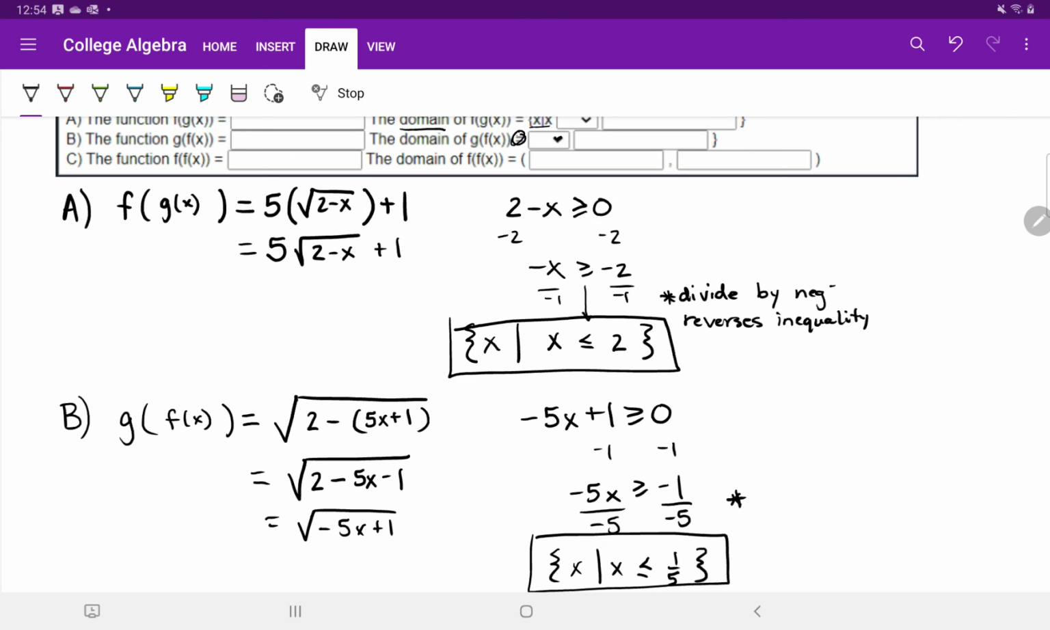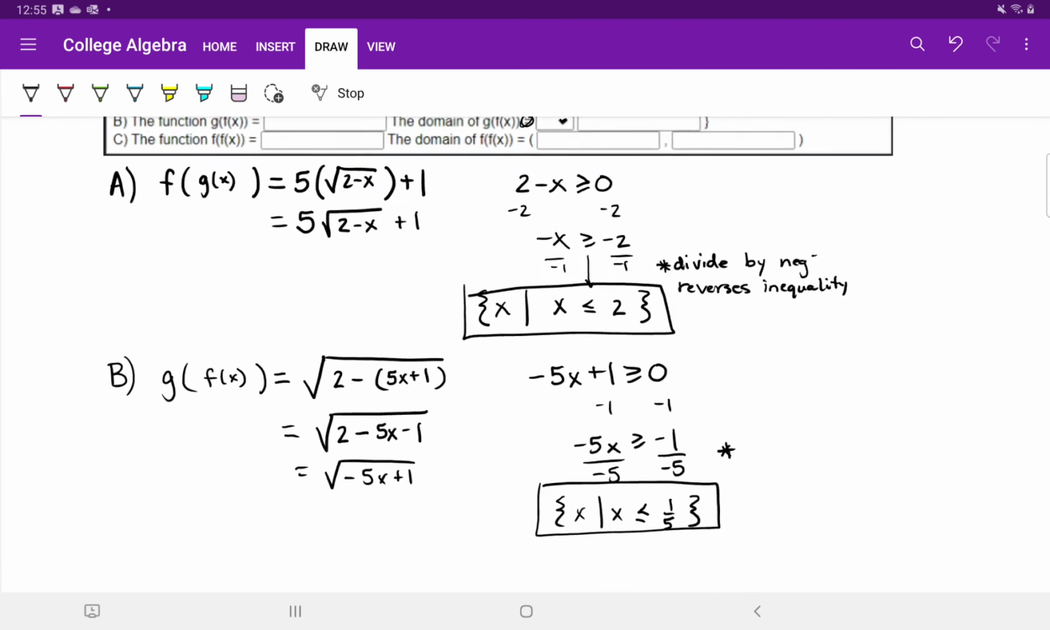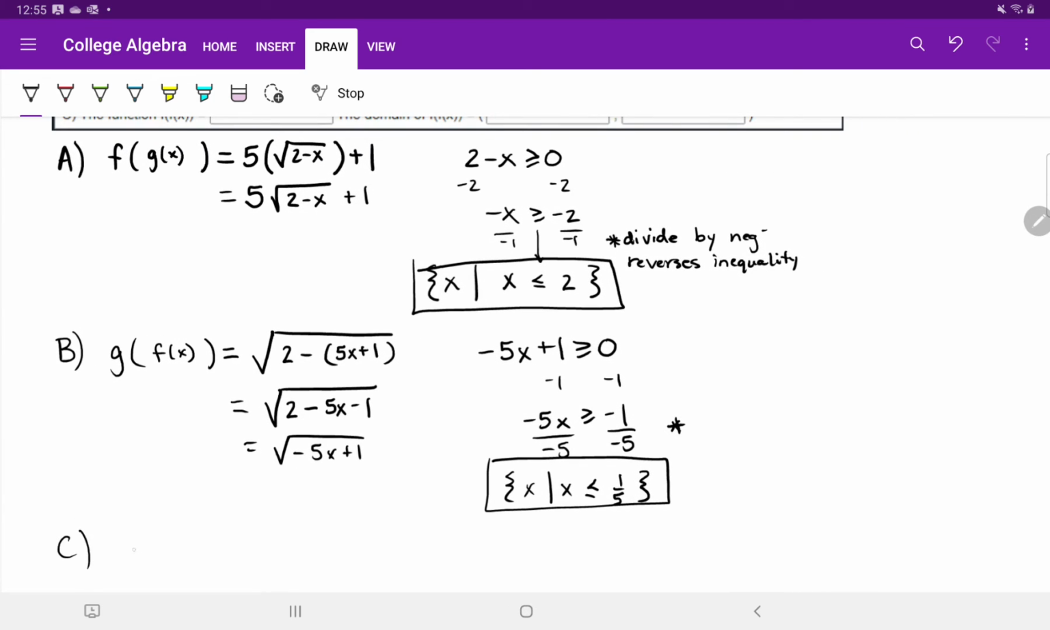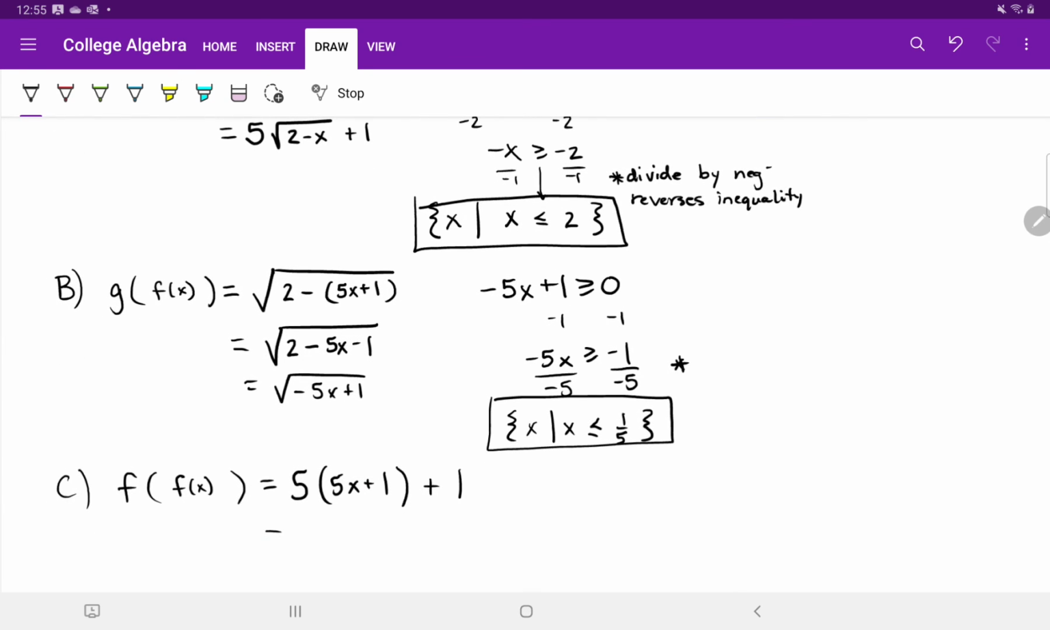Moving on to C, they ask us to find f of f of x. So we start with f, the one on the outside, and we're rewriting f, but leaving our x's blank. So instead of 5x plus 1, we write 5 blank plus 1, and inside that blank, we're going to put f of x, which is just 5x plus 1. Now let's simplify. We'll multiply the 5 through the parentheses, and then we will combine the 5 plus 1.